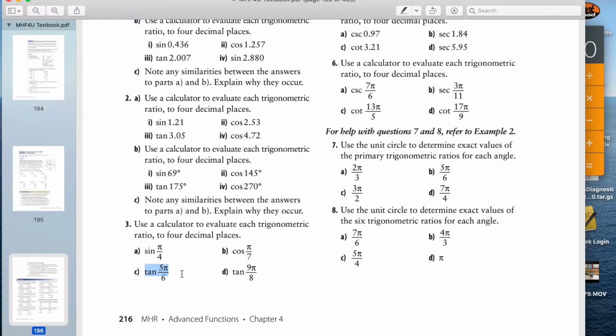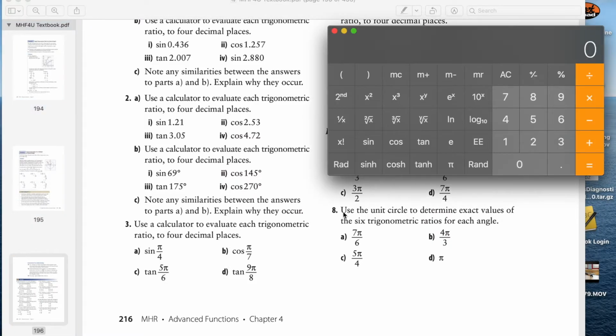We are asked to use our calculator to evaluate the trig ratio for the tangent of 5 pi over 6. Keep in mind first that even though the question did not tell you that it's in radians, I hope everyone understands that this angle is in radians because we have a pi symbol there. Remember that if the angle is given to us with a pi symbol or without a unit at all, such as these examples up here, then we know we're going to be using radians.